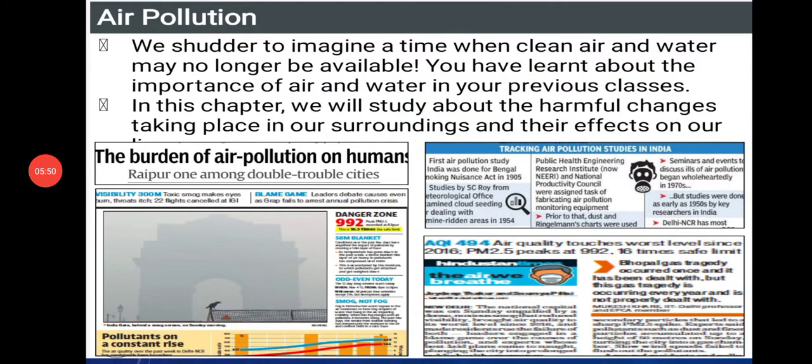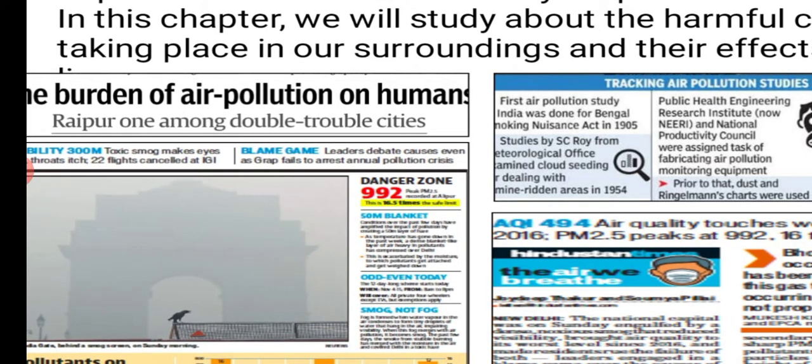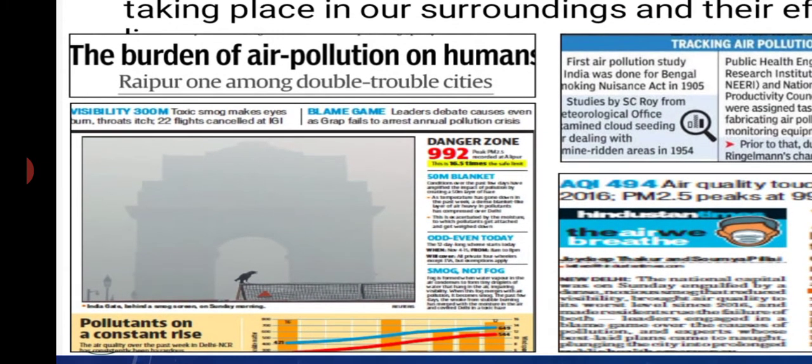Students, you can see the picture here. That is the burden of air pollution on humans. You might have seen in newspapers or news channels that Delhi, Bengaluru and Hyderabad have suffered much. But compared to that, Delhi has faced a number of problems because of heavier vehicles. Thereby, a number of people were suffocated by the huge amount of poisonous substances released by vehicles and industries.